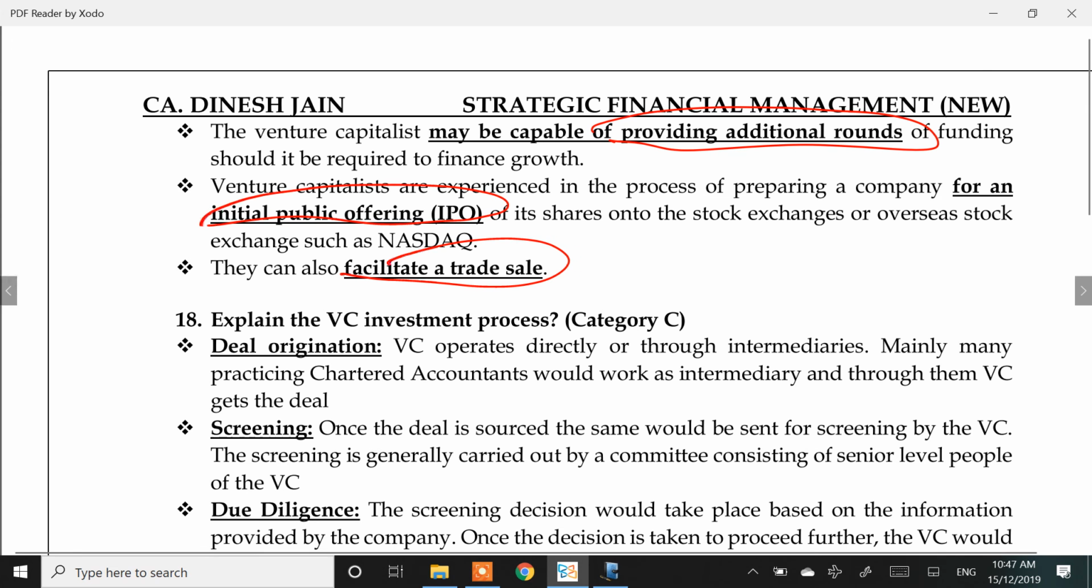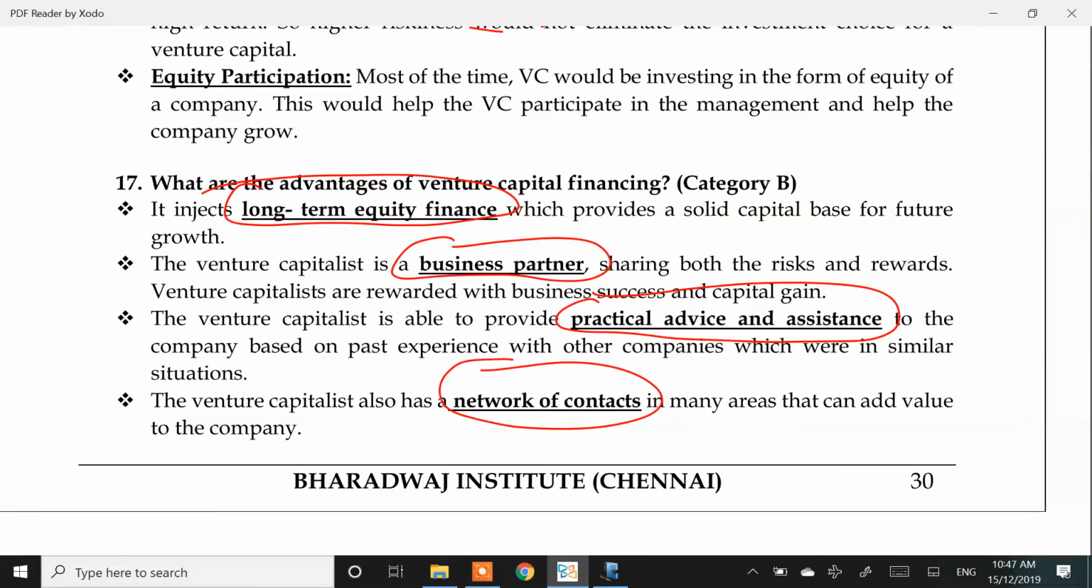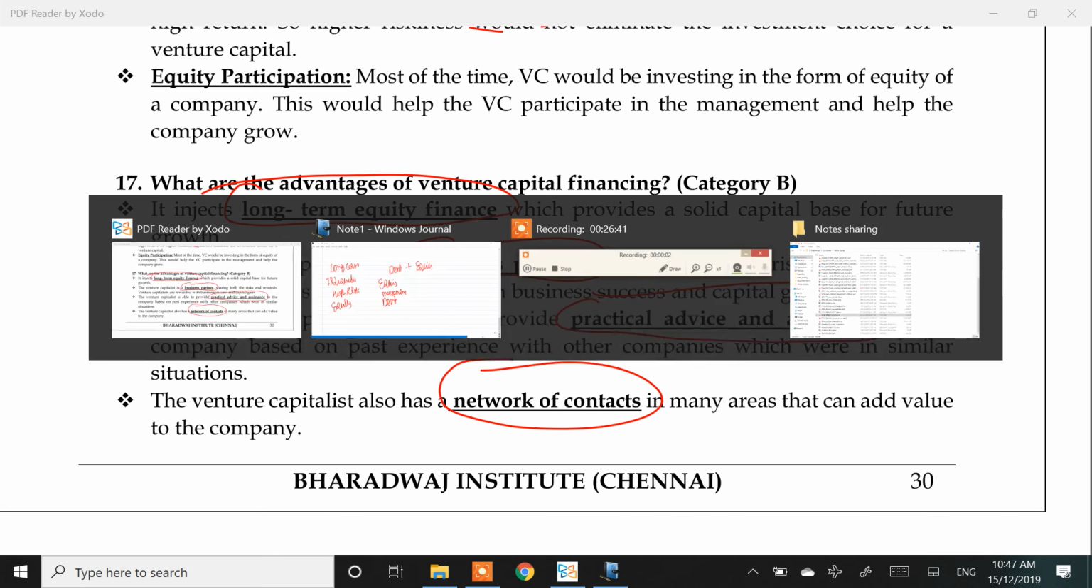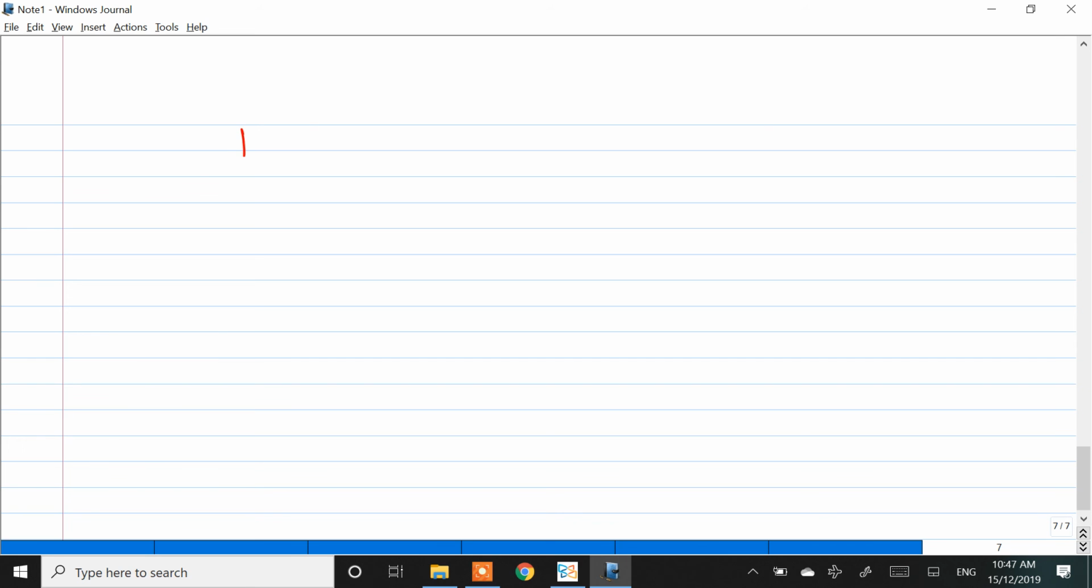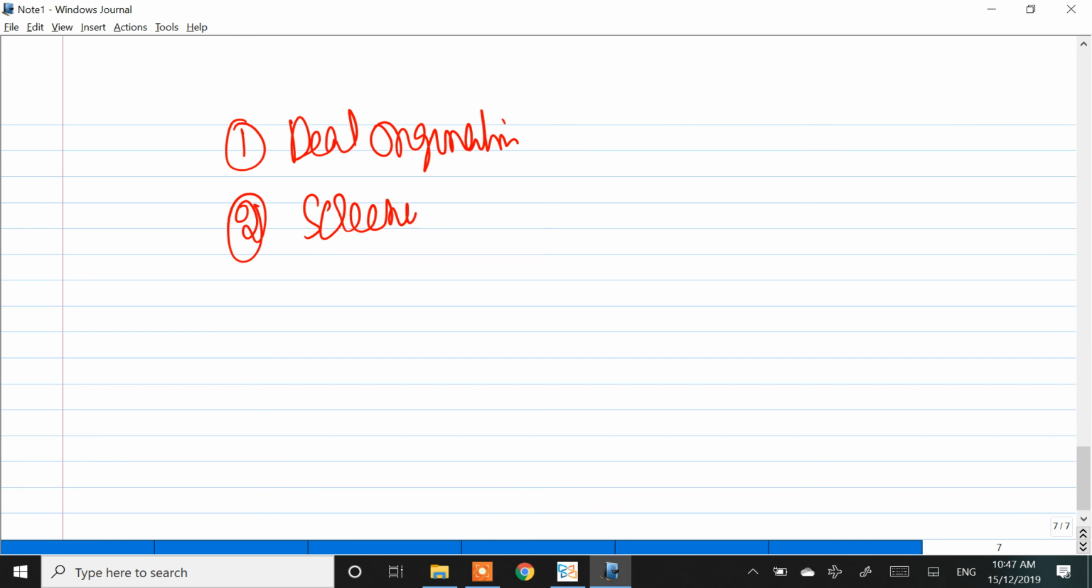Now, what is the VC investment process? The VC investment process goes through a series of steps. First is deal origination. Deal origination is finding out whether there is a need for VC funding, and this will normally happen through intermediaries. Once the deal originates, there will be a screening done at the venture capitalist end. He will do a screening and understand which companies are good to invest in.